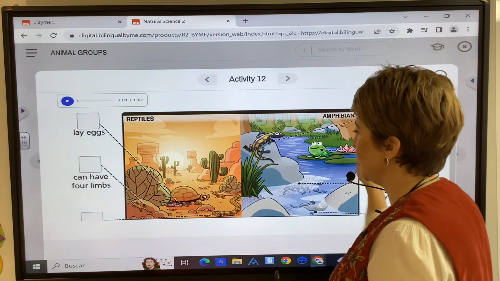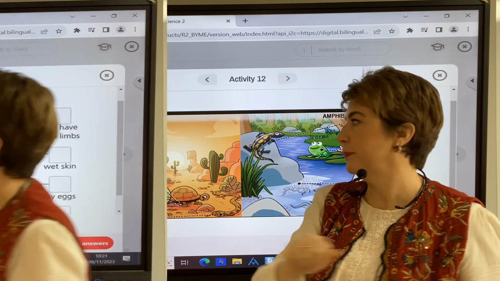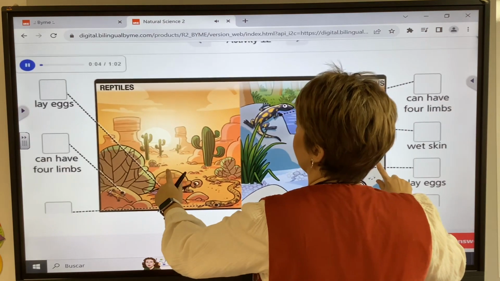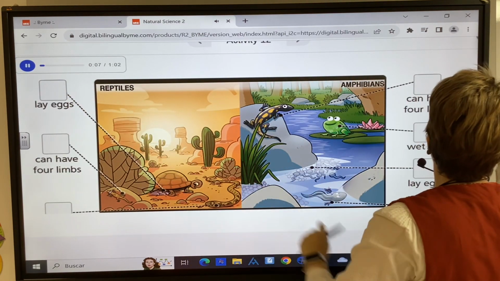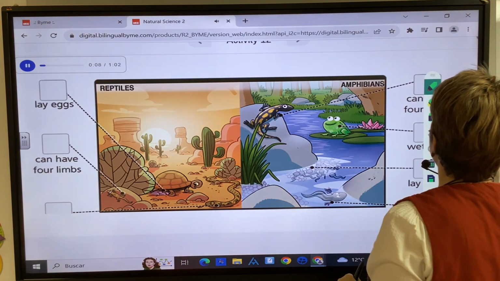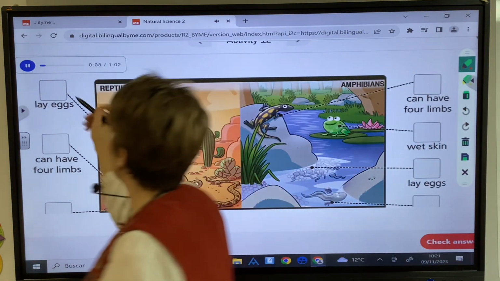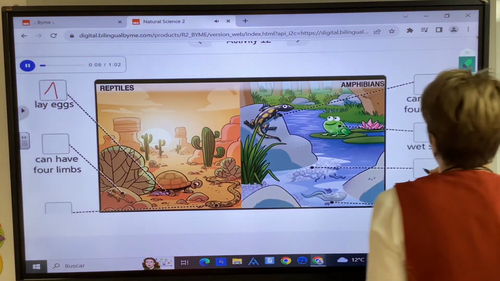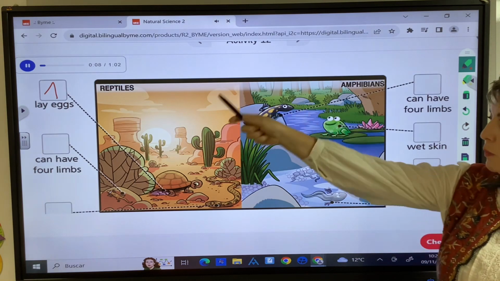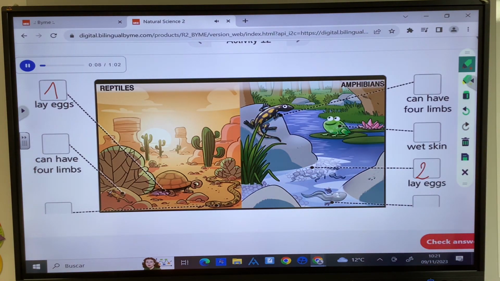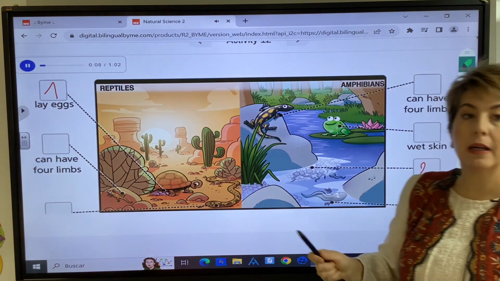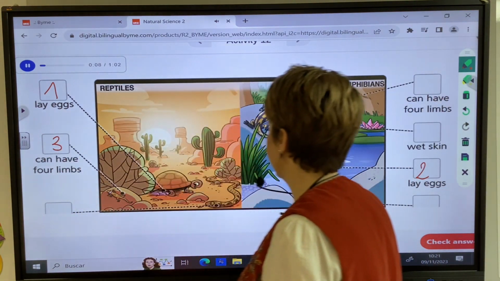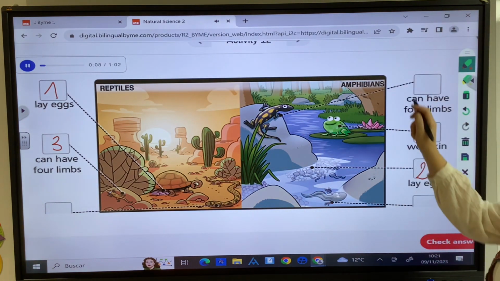Let's do it with this picture that I think will help you. Reptiles lay eggs. Look, the turtle is protecting its eggs. Amphibians also lay eggs. Can you see the small egg in the water? Amphibians lay eggs as well. So both lay eggs. Most reptiles have got 4 limbs. Most amphibians grow 4 limbs as adults, like this salamander.